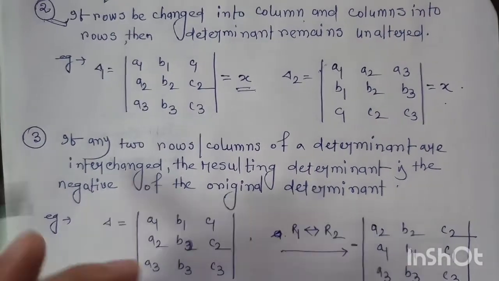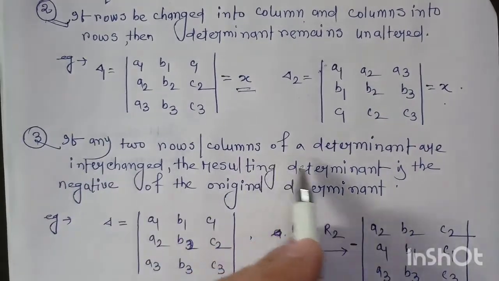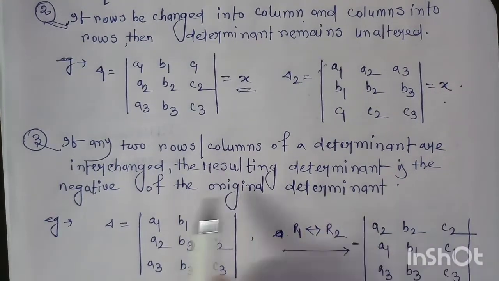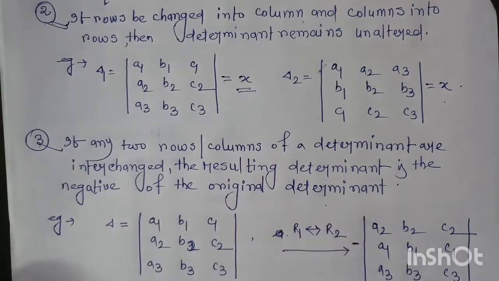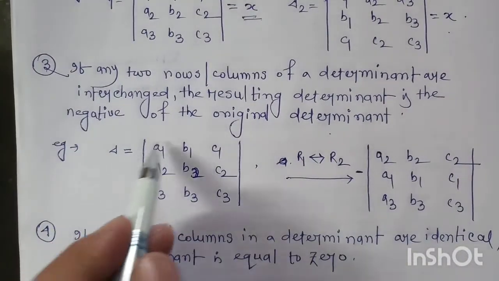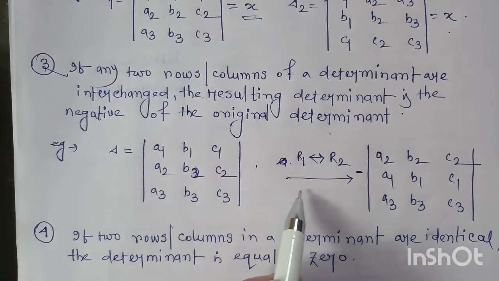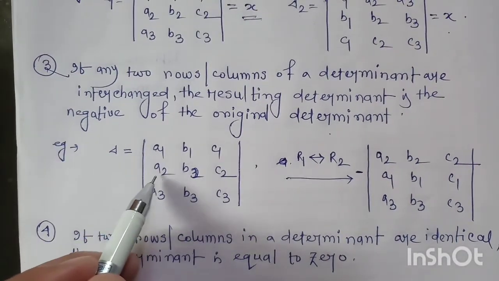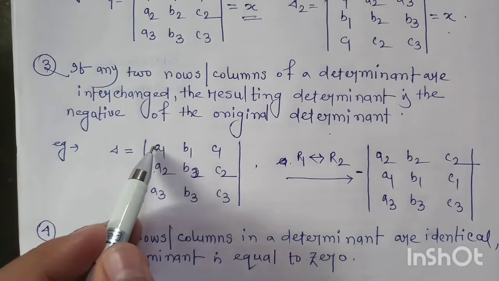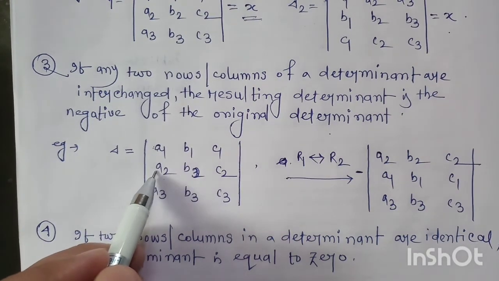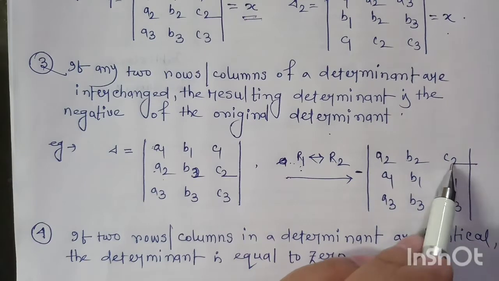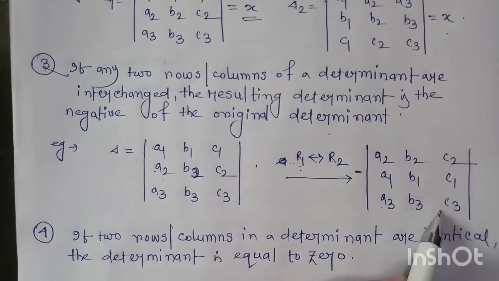Okay. Number 3, if any two rows or columns of a determinant are interchanged, the resulting determinant is the negative of the original determinant. That is the meaning. Suppose this is a determinant. Now I want to interchange row 1 and row 2, that is, place row 2 in row 1 and row 1 in row 2. So this is the operation R1 to R2, then R2 to R1. So see A2, B2, C2, A1, B1, C1 and A3, B3, C3.